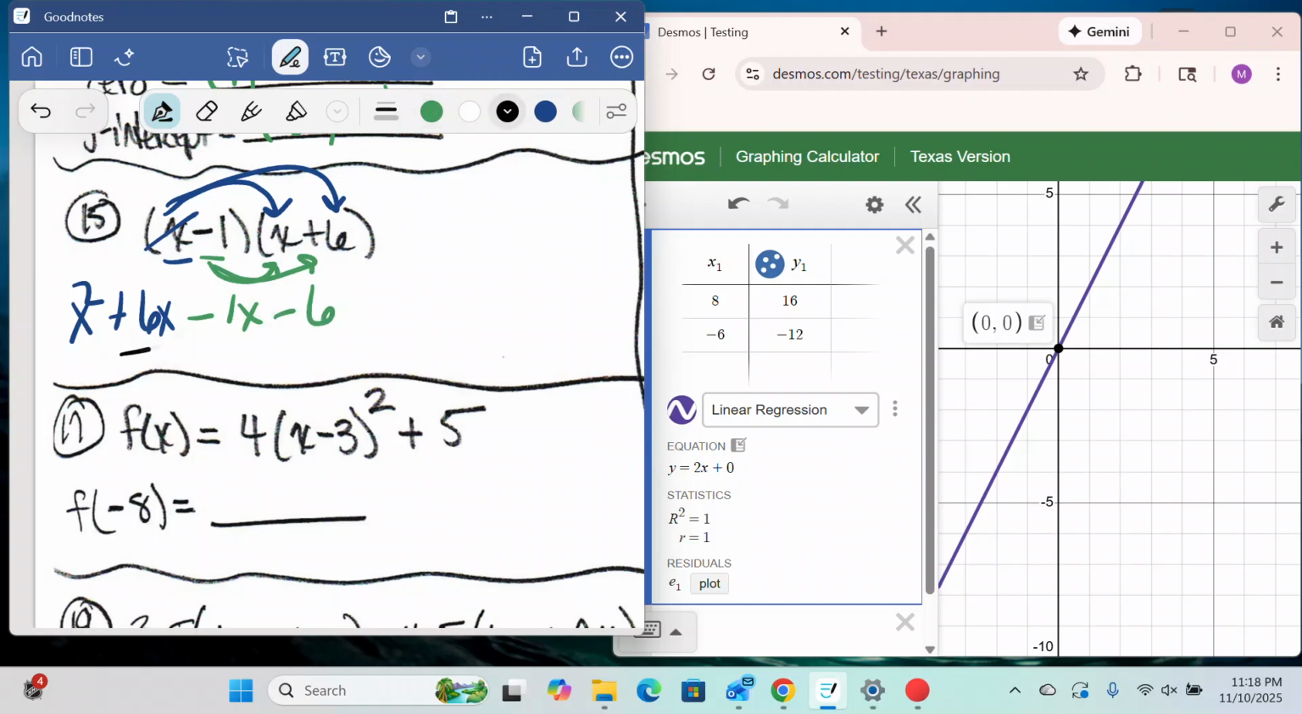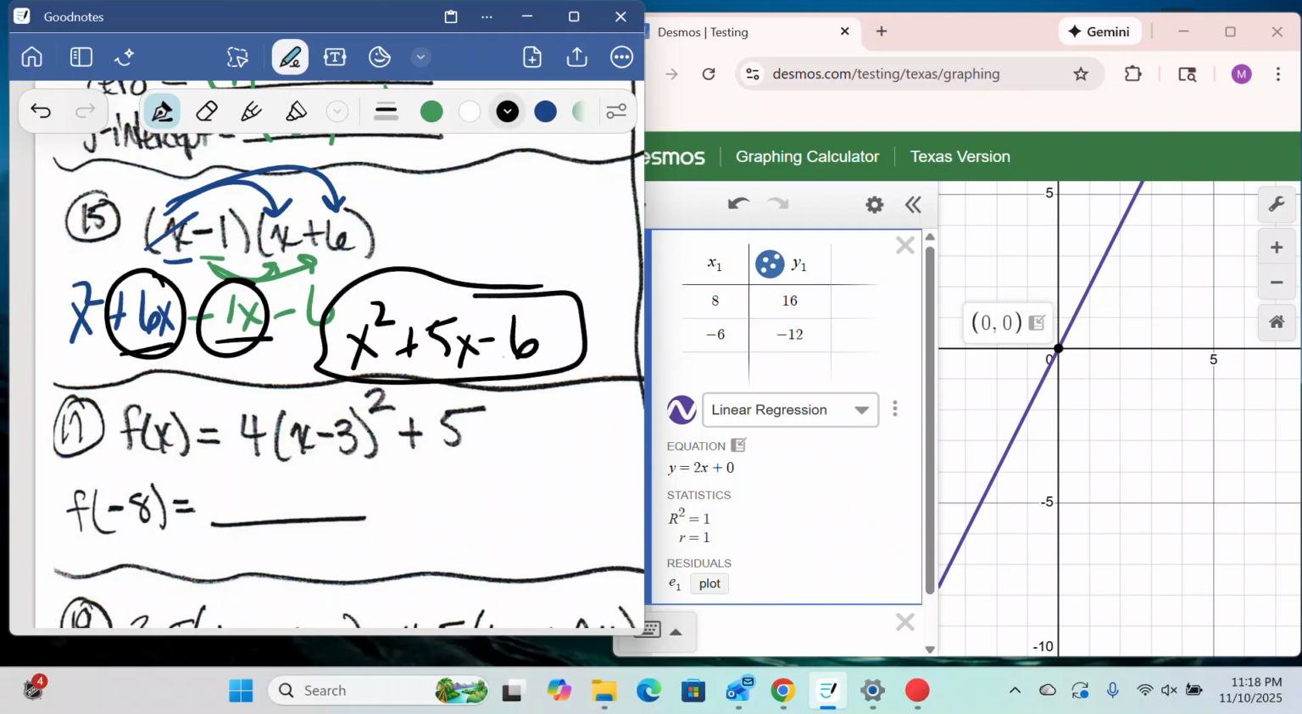Next, I'm going to add the cows with the cows. So again, x squared is the answer. There's nothing to combine. I'm going to do the 6x and a negative 1x gives me a positive 5x minus 6. And that right there is my answer.